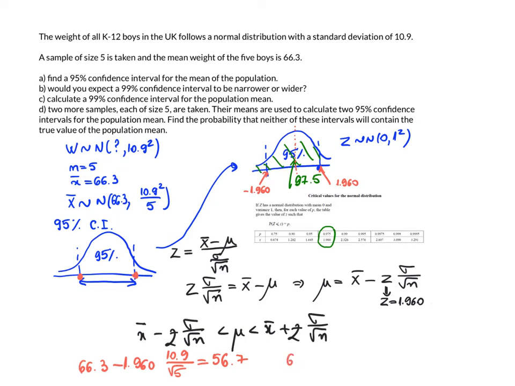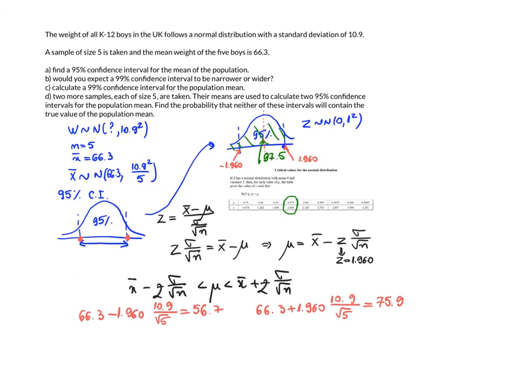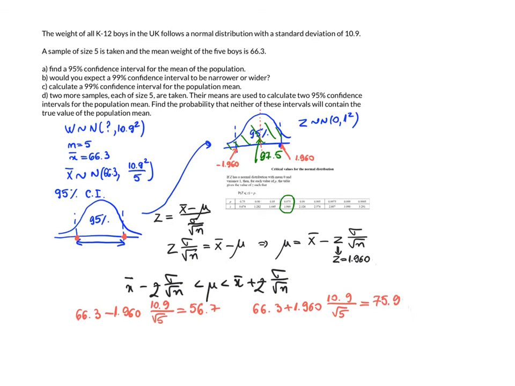And if I replace in the second part, 66.3 plus 1.960 times 10.9 over square root of 5, then I will get 75.9, which is from the previous page, the second number. Therefore, a 95% confidence interval will be between 56.7 and 75.9.